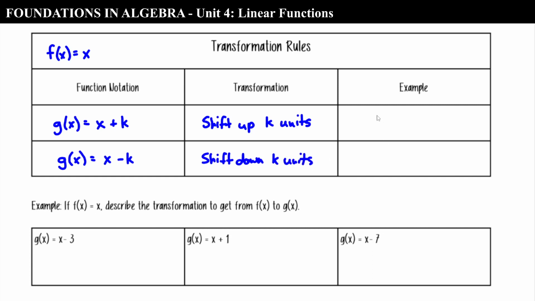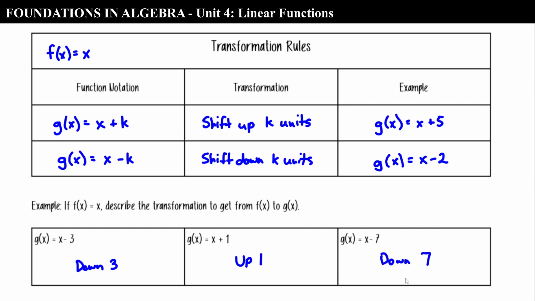An example of how this would look: if we're shifting up 5 units, it would simply look like x plus 5. If we were shifting down 2 units, it would simply look like x minus 2. So in these examples, here we have a shift down by 3. Here we have a shift up by 1. Here we have a shift down by 7 because it's negative.